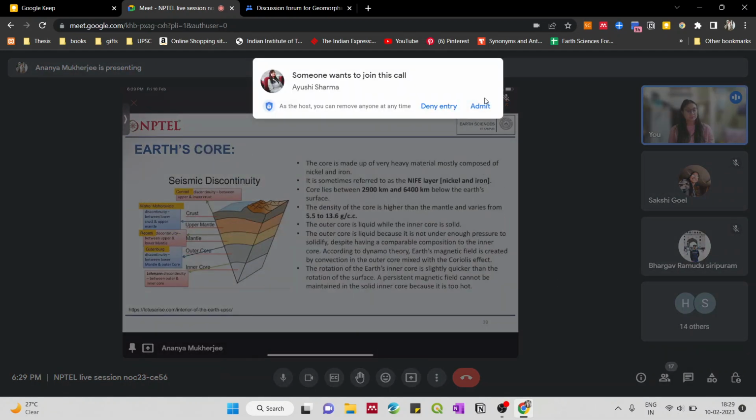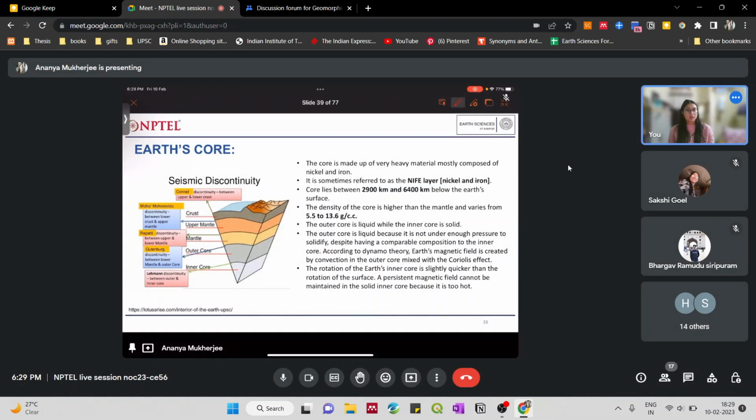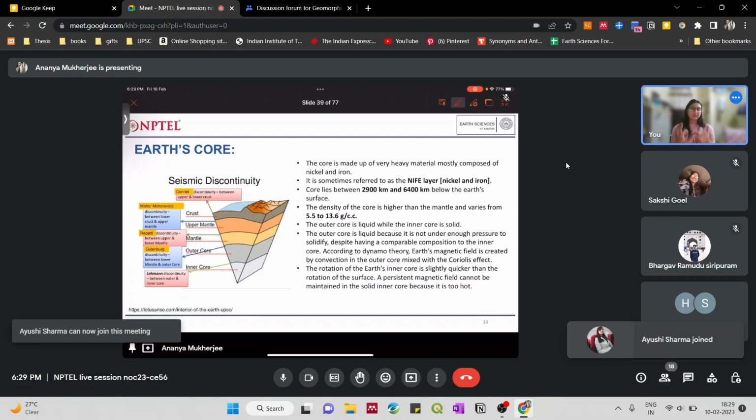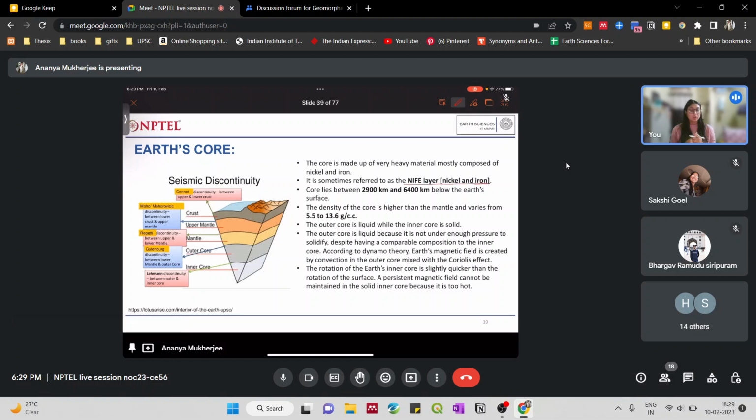Then you have the earth's core. The core is actually the heaviest layer in the earth's interior. As I mentioned before, most of the core is made up of nickel and iron, which are most of the heaviest material that you will find. Even in the core you have two layer distinctions: one is the outer core and the other is the inner core.